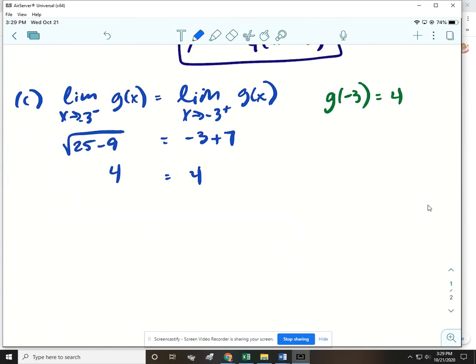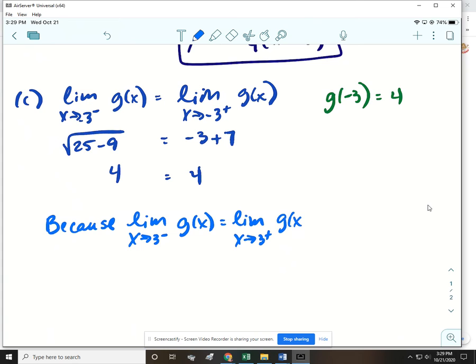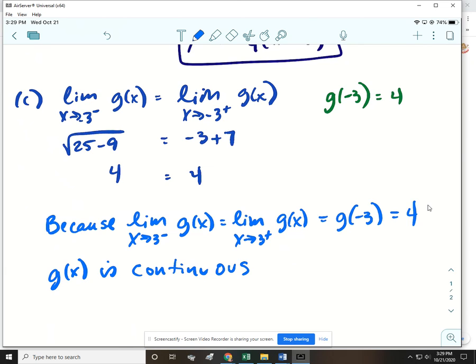So we would say, because the limit as x approaches -3 from the left of g of x equals the limit as x approaches -3 from the right of g of x, which also equals g of -3, and all of those things equal 4, g of x is continuous at x equals -3. So make sure you have all of those things. You can't just say g of x is continuous. It has to be at x equals -3.